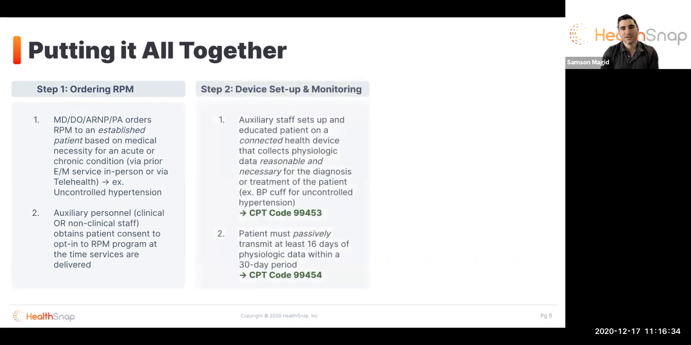Step two then would be device setup and monitoring. This is the first CPT code, which is 99453. The auxiliary staff would set up and educate the patient on the connected health device that collects physiological data.